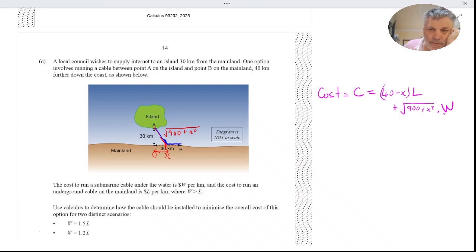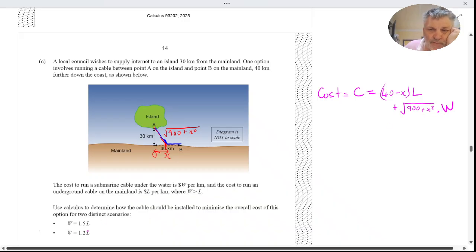L and W are just constants. We can just leave them there like they are. We've got some relationship between them which we will use later, but there's no need to do that at this stage. We want to minimize this cost. Minimize the cost. That says use algebra.